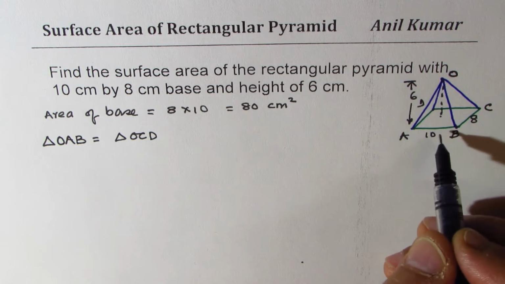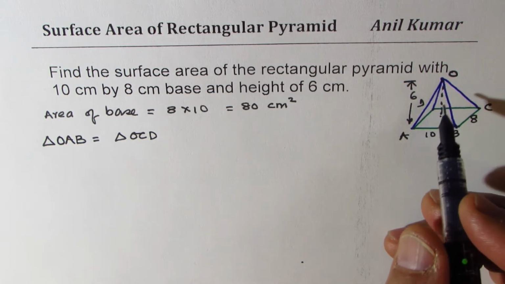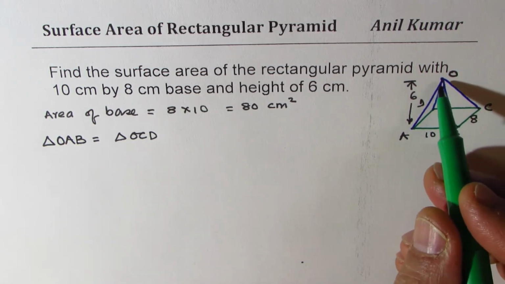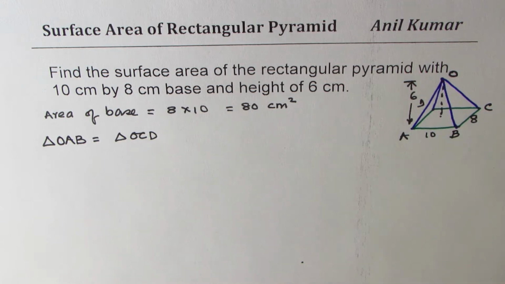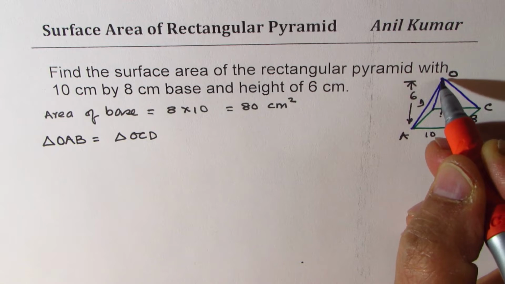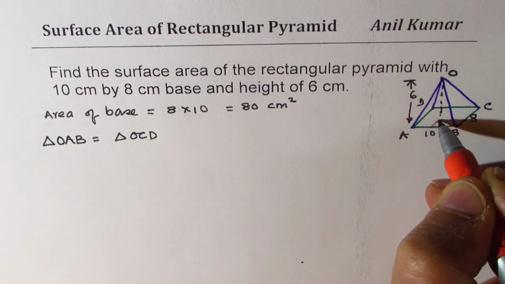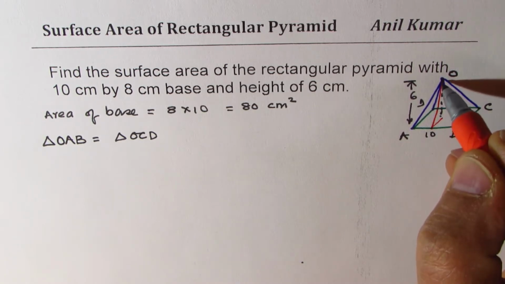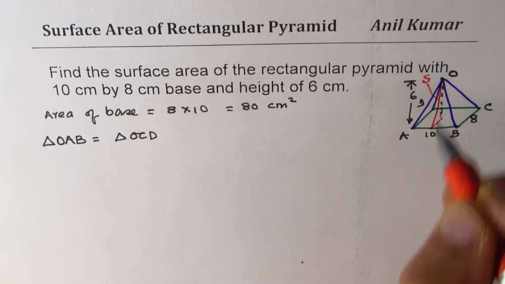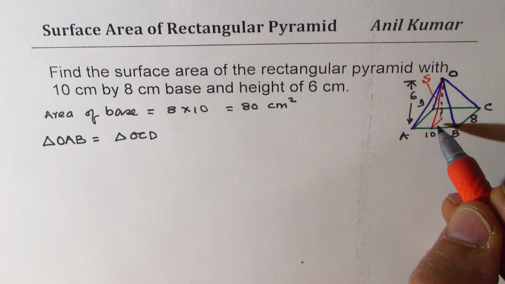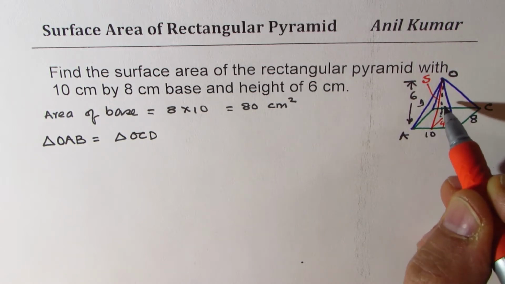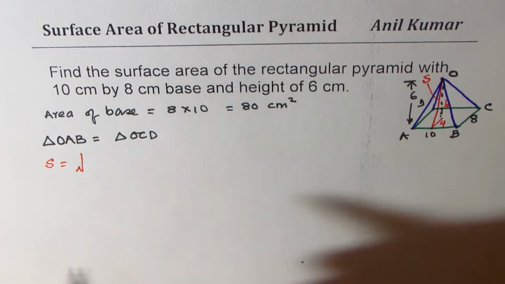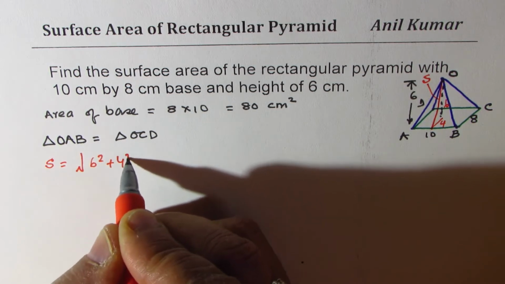So let's find the area of these two triangles. To find the area of these two triangles, what we need to find is the slant height, right? So let me sketch it separately. So what we know here is that in this particular triangle, let me just show it like this in 3 dimensions. So this is the height 6, and if I join the center with this point, in that case that becomes the slant height, right? So we need to find this slant height S. Now clearly it is 6 square plus half of 8, which is 4, right? So this is 6 and 4. So that the slant height S will be square root of 6 square plus 4 square.